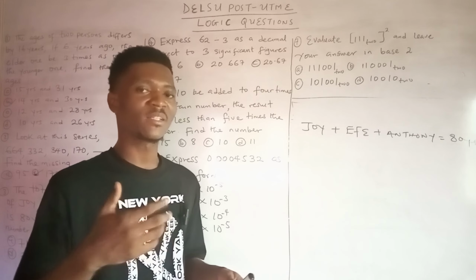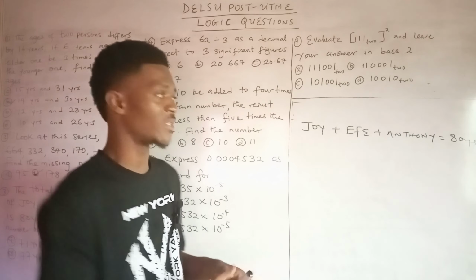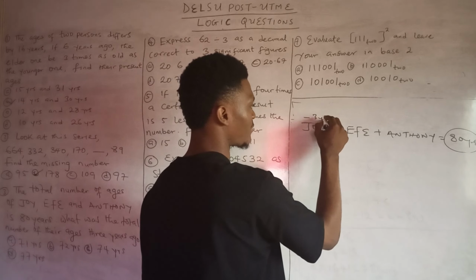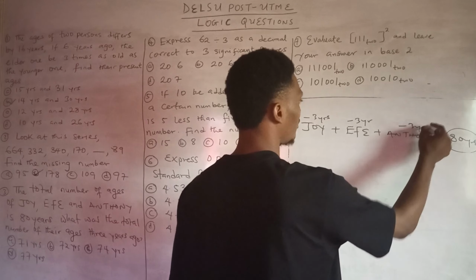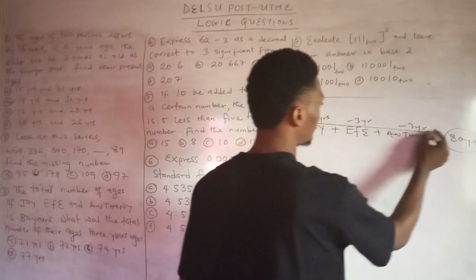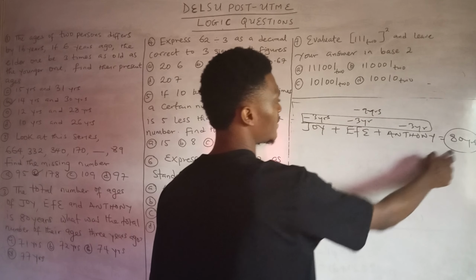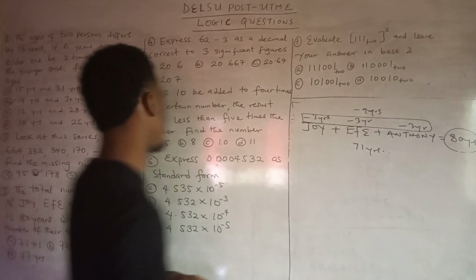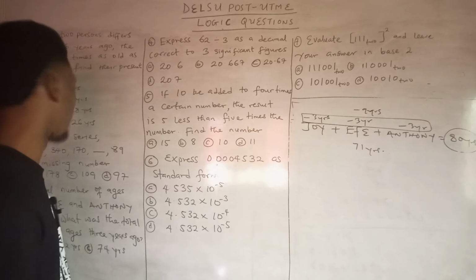Of course, you have to subtract three years from each of their ages, and then you sum up to get the total. So it's obvious that since we know the total to be 80, all we are supposed to do is subtract 3 years from Joyce, 3 years from Effie, and 3 years from Anthony. So the sum of everything we have to subtract from the total should be 9 years. And 80 minus 9 ultimately gives us what? 71 years. All right. So the answer to this question happens to be option A. So that's for question 3.